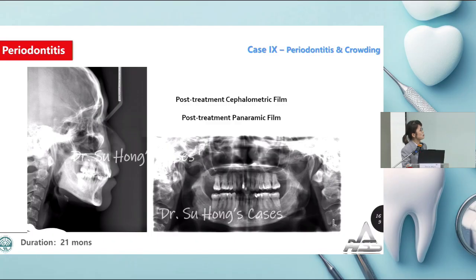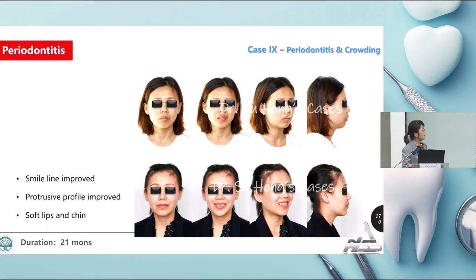So in the post-treatment cephalometric films and panoramic films, we can see the bone loss is okay and maintained from before the treatment. And we can see the smile line improved and protrusive profile improved, and we can see the soft lips.